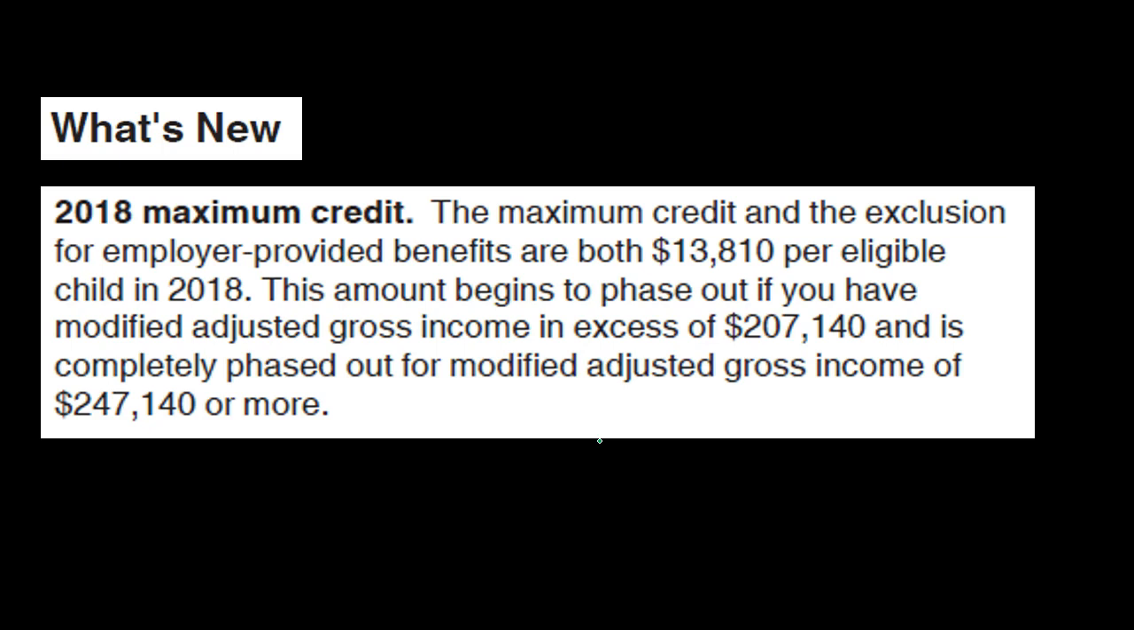As the income goes up over that 207,140, then there could be a reduction to the credit, and then when it caps out at 247,140, the modified AGI, then that has phased out. The credit has phased out at that point.